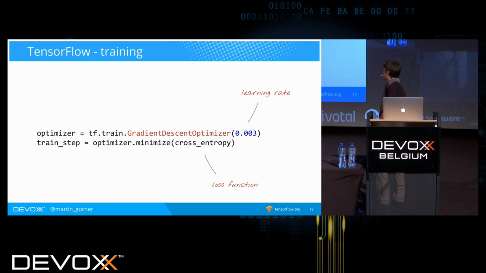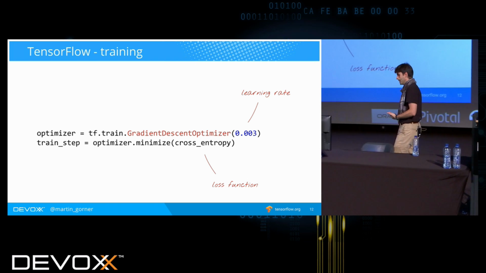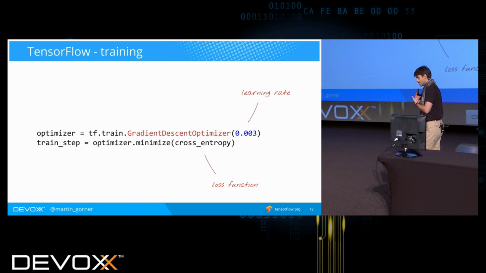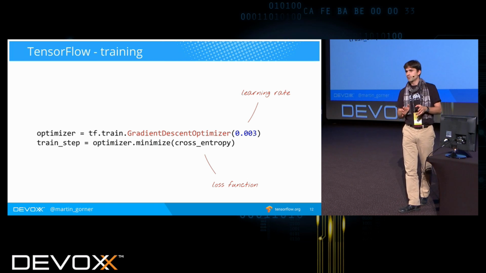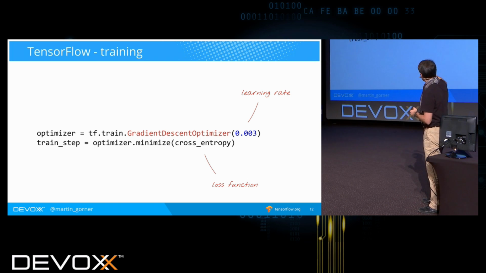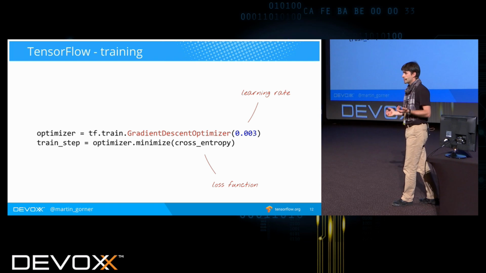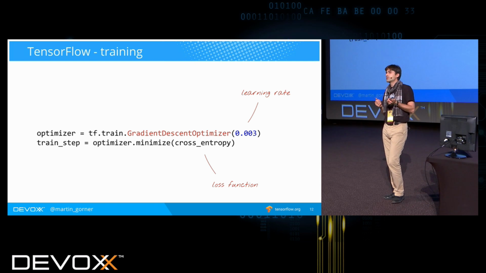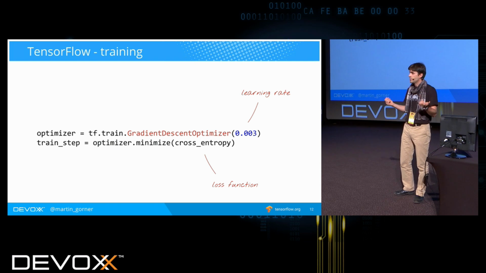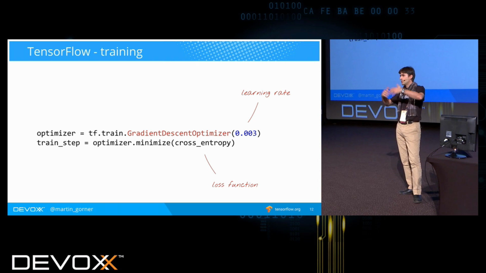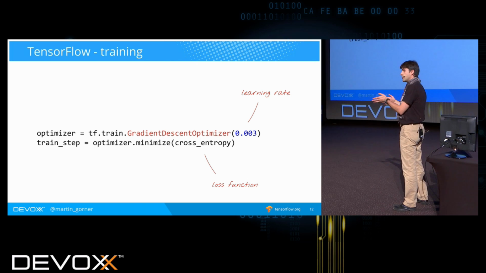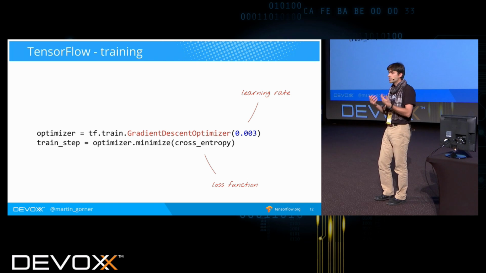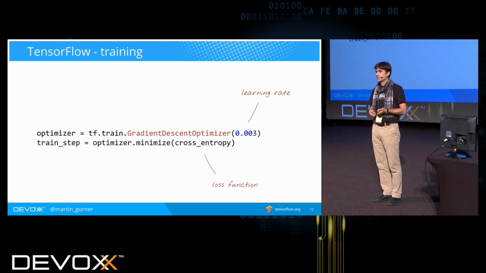All right, now we are ready to train. And this is where TensorFlow really brings you a ton of added value. You take your loss function, you pick an optimizer. Here I chose the gradient descent optimizer. That is the simplest one. In the library there is a whole series of them. And you ask this optimizer to minimize your loss function, your cross entropy.